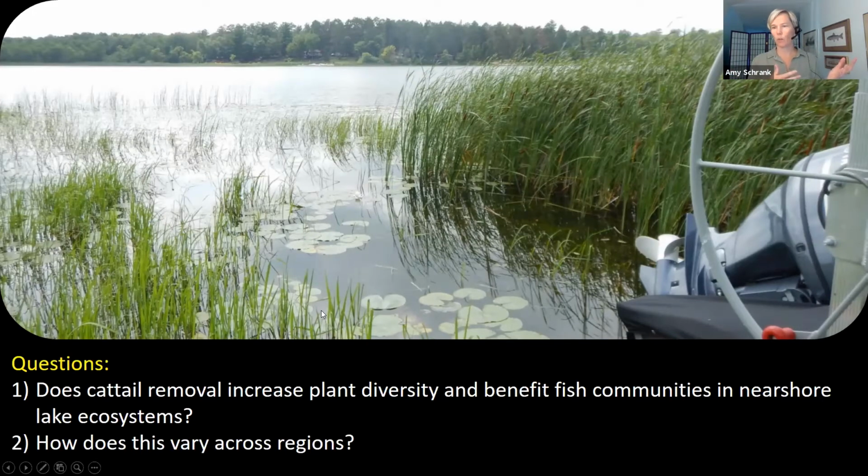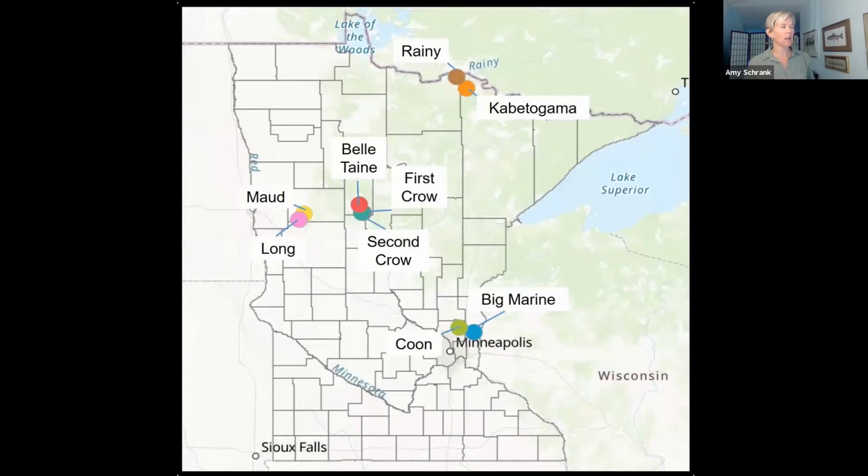So we might expect in northern lakes, where we have a really intact seed bank, native plants are going to grow up pretty quickly. But what about metro lakes? What about perhaps southern lakes? Is that going to be different regionally across Minnesota? So those are our research questions, kind of a long build up to what we're asking in our project.